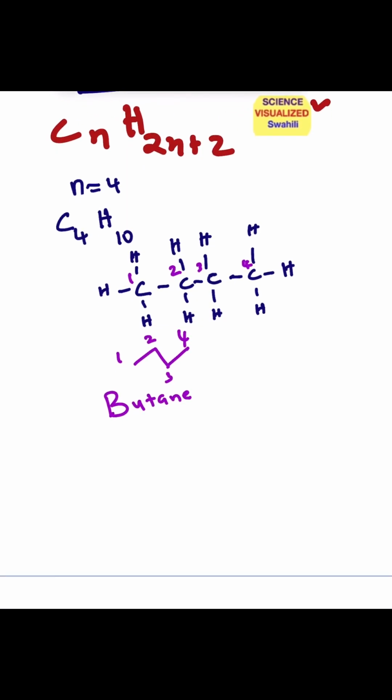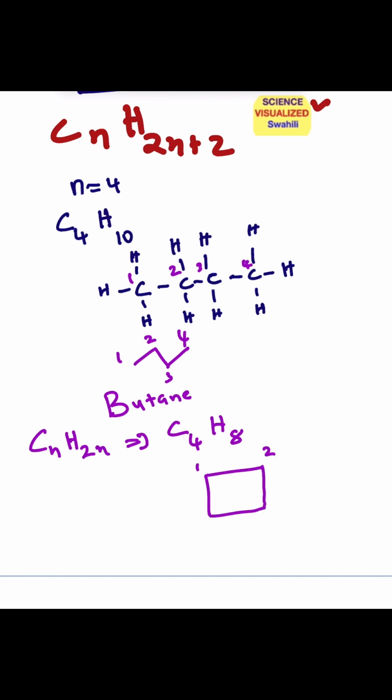For cyclic systems, the formula is CnH2n, and now that n is 4, it will be C4H8. And the structure for that is going to be this: 1, 2, 3, and 4. And the name now is cyclobutane.